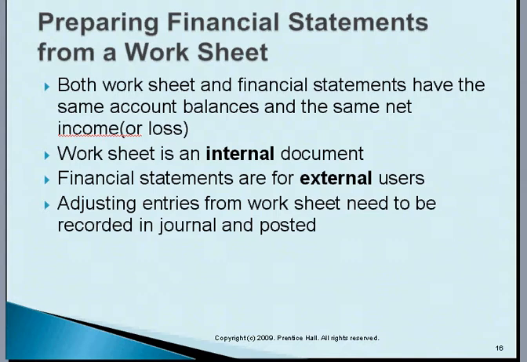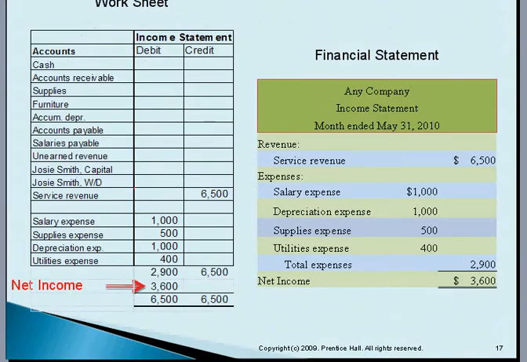The adjusting entries from the worksheet need to be journalized and posted. Okay? So, once we've extended our balances from the adjusted trial balance to the income statement, we can prepare our income statement, our formal financial statement of income.